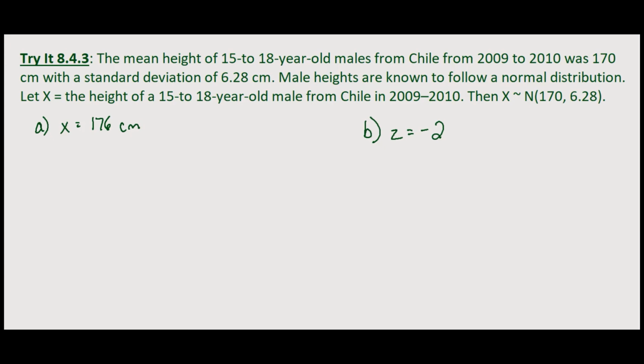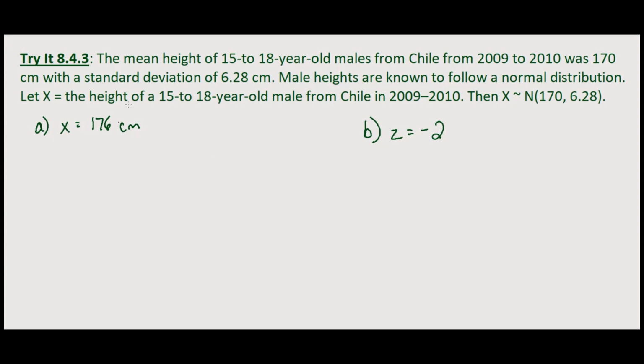With part A, it says, suppose a 15 to 18-year-old male from Chile was 176 centimeters tall from 2009 to 2010. The z-score when x equals 176 centimeters is, and then there's a space. This z-score tells you that x equals 176 centimeters is blank standard deviations to the blank right or left of the mean, and then listing what the mean is. And we'll put that all in the answer. But the key is we're finding the z-score for 176 centimeters.